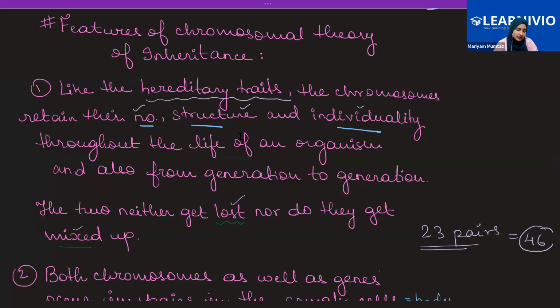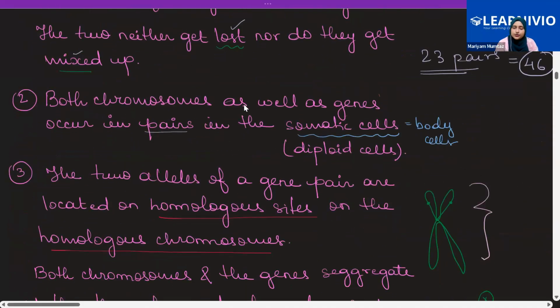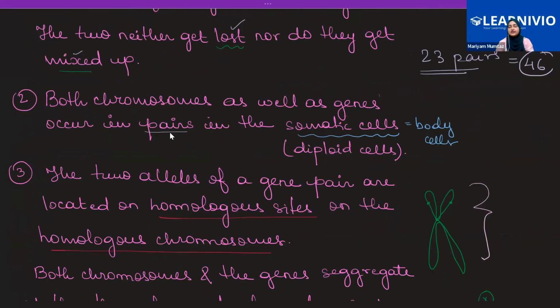So likewise, chromosomes, just like DNA, have a fixed number, fixed shape, fixed structure, and individuality throughout the organism's life. It does not change, it does not get lost, nor does it get mixed up. Secondly, both chromosomes as well as genes occur in pairs. You know that the normal body cells of human beings, or in general higher animals, are diploid, meaning two sets of chromosomes are there. In the same way, the chromosomes as well as the genes always occur in pairs in the body cells or the somatic cells.